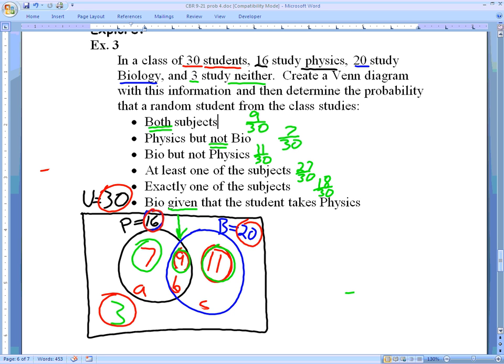Given. Given means that we know additional information. So bio, given that we already know the student takes physics. Well, how many students take physics? Well, we can see that that is 16. So anytime you see the word given or some similar term, that's going to be your new universe. We're no longer looking at everything. We're given 16 students. Of those 16 physics students that were given, how many of those take bio? We'll just look at the 16 physics students, and there were 9 that took bio, so 9 out of 16. And that is a Venn diagram, ladies and gentlemen.